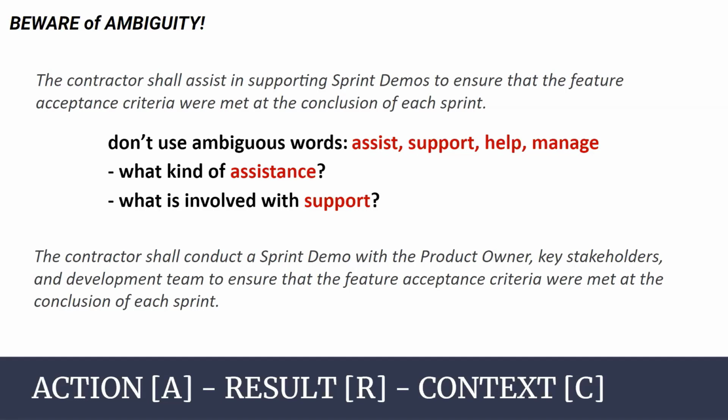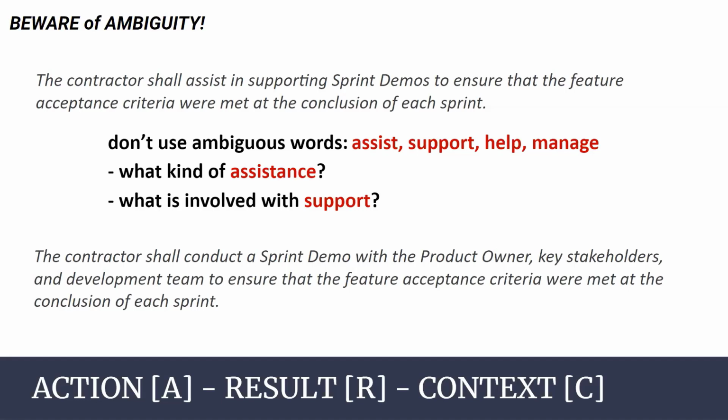All right, so be precise with your language. The contractor shall schedule sprint demos. The contractor shall take meeting minutes for sprint demos. Whatever that looks like, be precise. All right, if you want them to actually conduct the meeting, if you want them to lead the sprint demo, then you could say that the contractor shall conduct a sprint demo. And we're going to provide some context. Who needs to be part of that? The product owner, key stakeholders, and development team to ensure the feature, and so on.